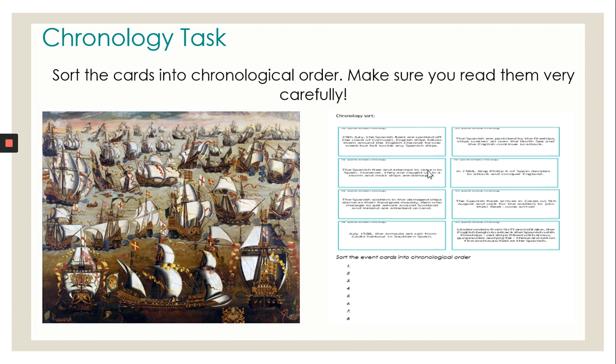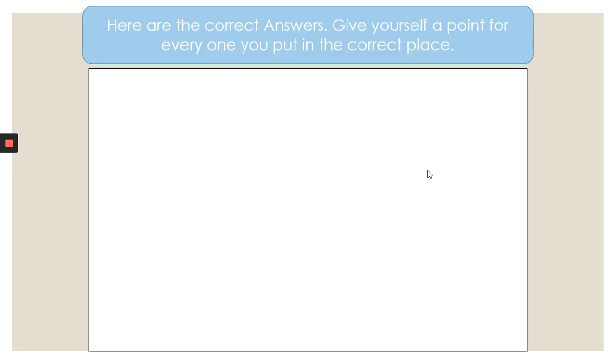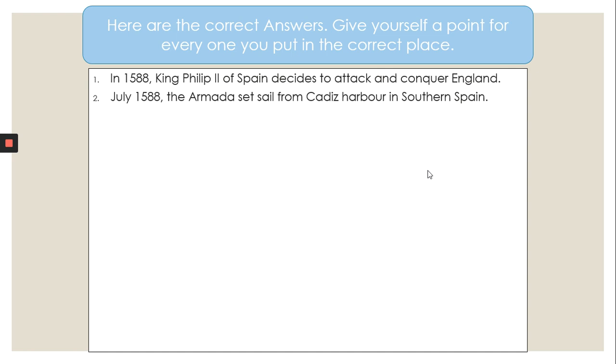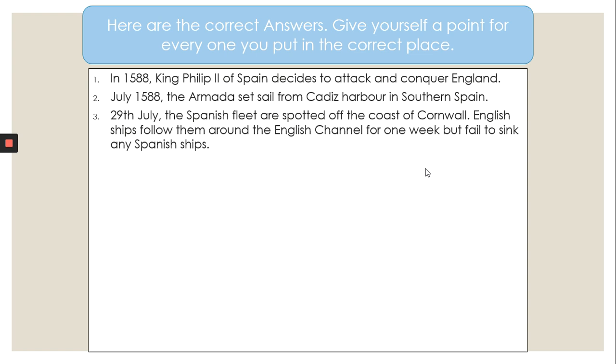Okay then, what I'd like to do now is get a different coloured pen, or mark your work whichever way you normally do on the computer, and see how many you got correct. So the first thing that happened: King Philip of Spain decides to attack and conquer England. That's the first one you should have got. Number 2, the Armada set sail from the Cadiz harbour in southern Spain. On the 29th of July, the Spanish fleet are spotted off the coast of Cornwall. English ships follow them around the English Channel for 1 week, but fail to sink any Spanish ships.